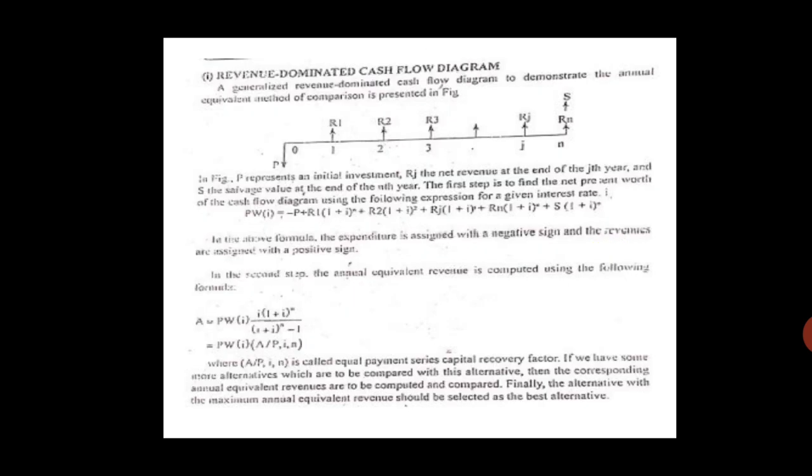EAW, where A bar P, comma I, comma N is called the equivalent payment series capital recovery factor. Please understand, A means annual series. What we get is an equal payment series, that A. And here P we know because we have invested initially, that is P, and I is the interest rate we have taken into consideration, and N is the life of the period in years.